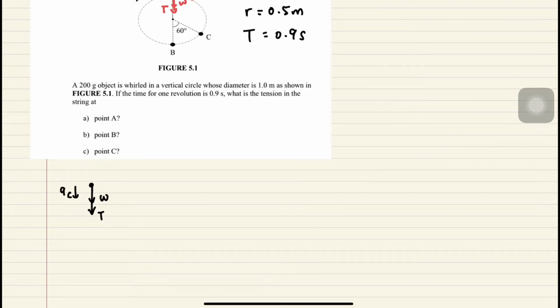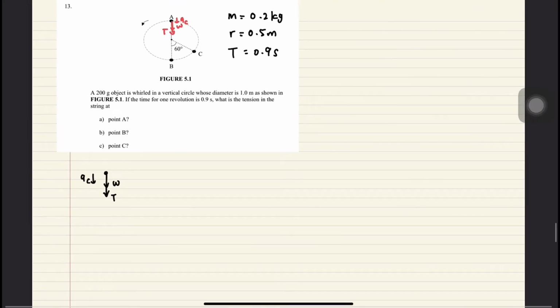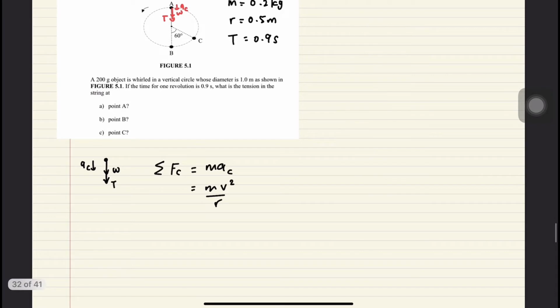Okay, so the question wants to find the tension. So if you write down the equation, summation of FC equals ma first, right? And then this one is mv squared over r. And FC is basically T plus weight. All the forces that are in the same direction as the AC will be positive, and the opposite direction would be negative. So in this case, it's T plus W.